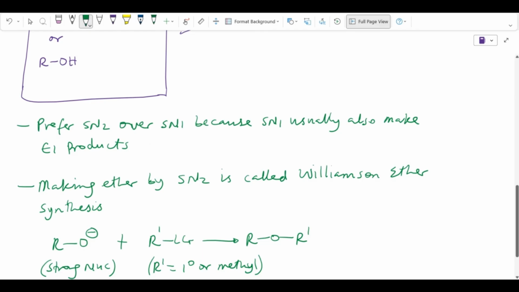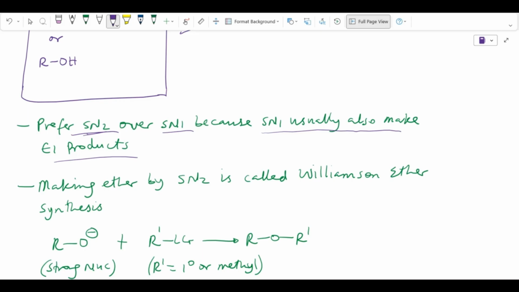Generally speaking, ethers prefer SN2 over SN1, and that's because whenever we perform an SN1 reaction, an E1 product is always formed as well. And since we don't want to form an E1 product, we just want a substitution product, which is the ether, we generally prefer to run an SN2 reaction compared to SN1.